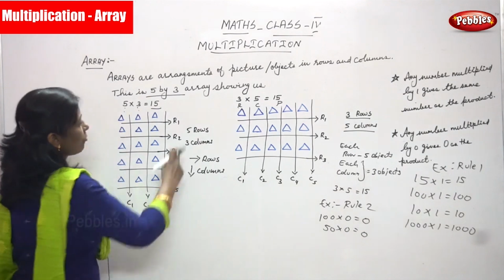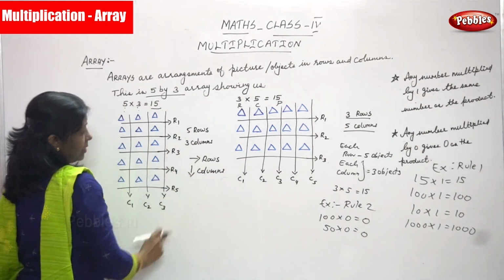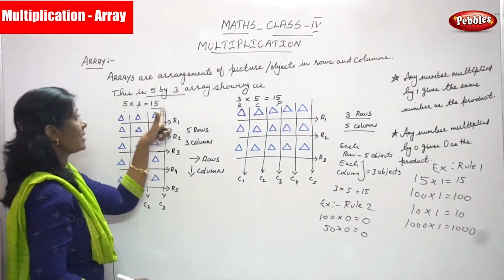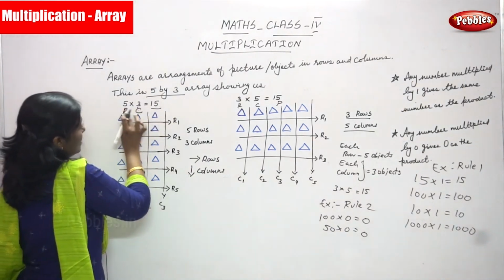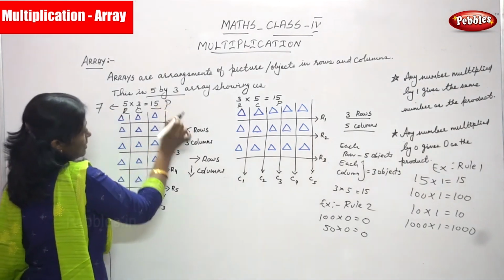That is how many rows? 5 rows and 3 columns. So in each row you have 3 objects and in each column you have 5 objects. So 5 into 3 is 15. Here 5 rows and 3 columns. This 5 into 3 is called what? Factors, and this 15 is a product.